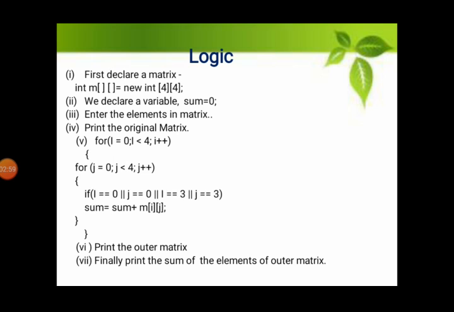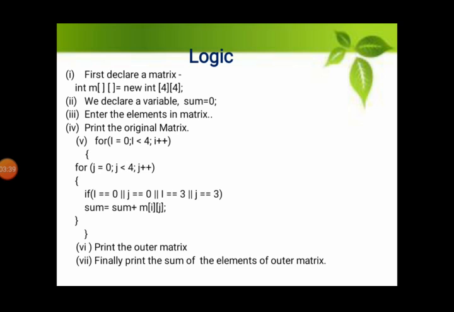So in the condition I have taken i equal to 0, j equal to 0, the first row and column, and i equal to 3, j equal to 3, the last row and last column, and we have to add all these elements inside the sum. In this way we get the sum of all the outer or boundary elements. Now print the outer matrix using a for loop, and finally we have to print the sum of the elements of the outer matrix.